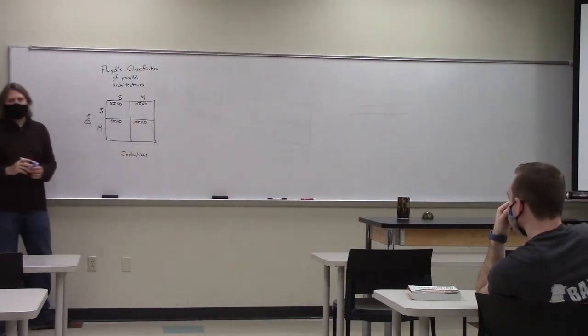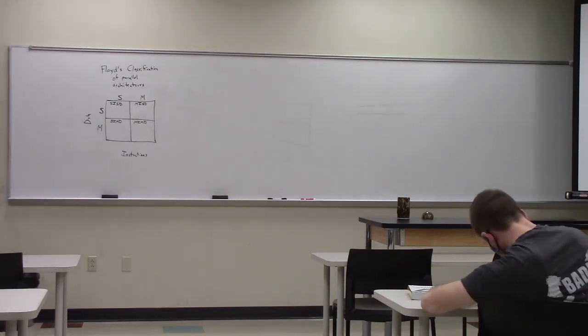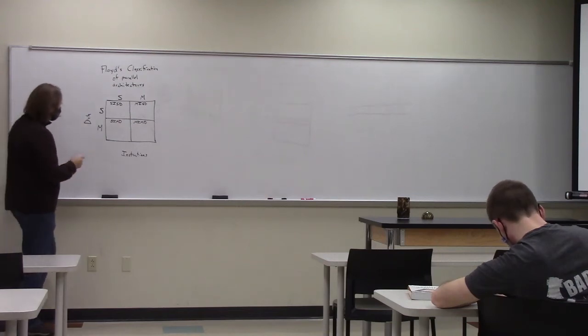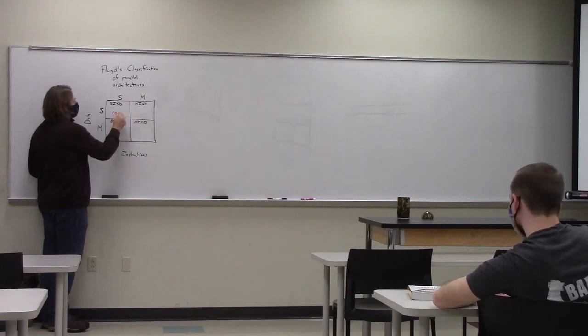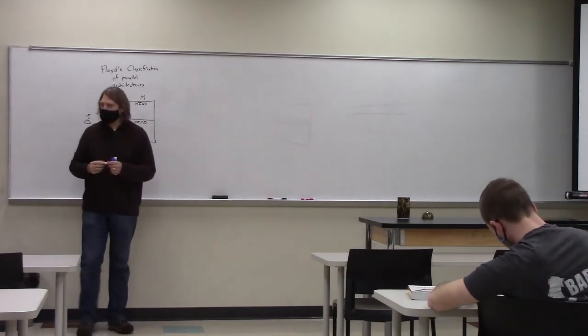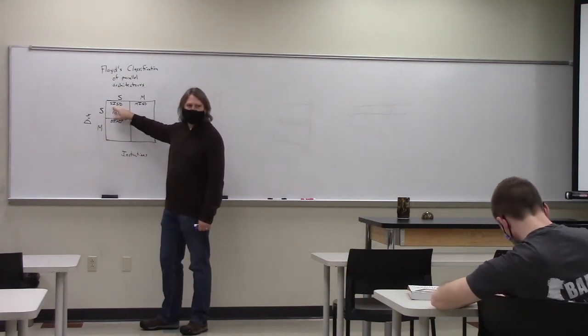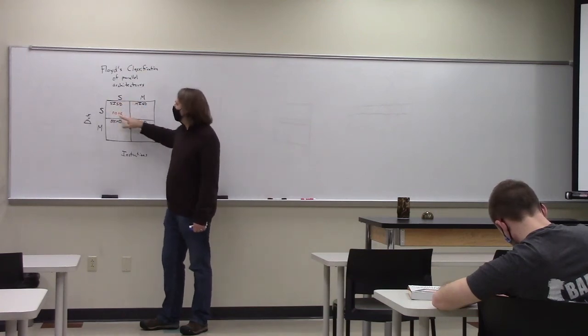So according to Flynn, these were the four types of approaches that you could take to parallel processing. This one is none. Right here, we're not actually doing parallel processing, because a single instruction is executing on a single piece of data at the same time. So this is the quadrant that we've been living in this class up till now.